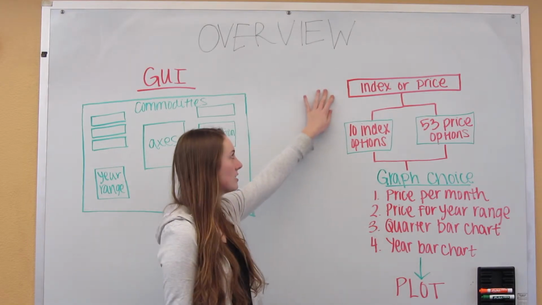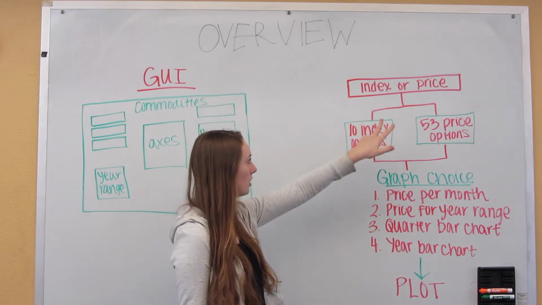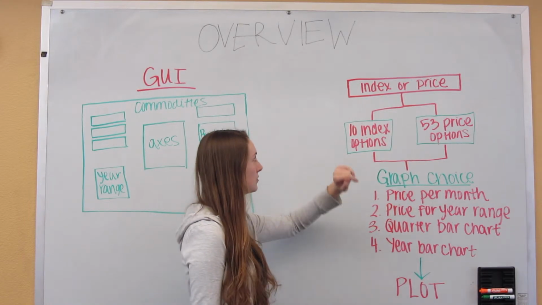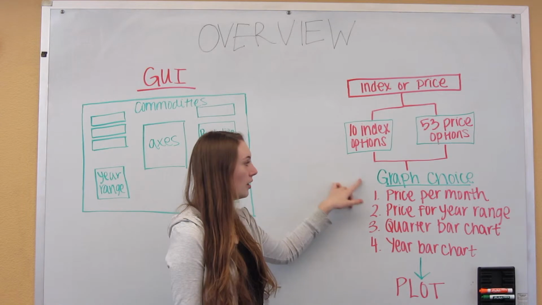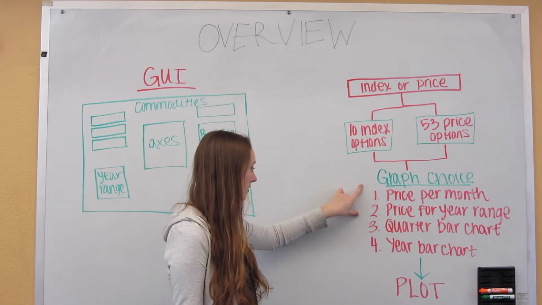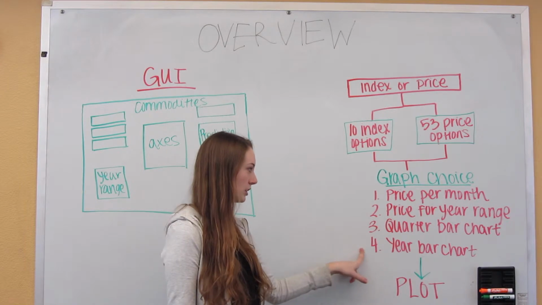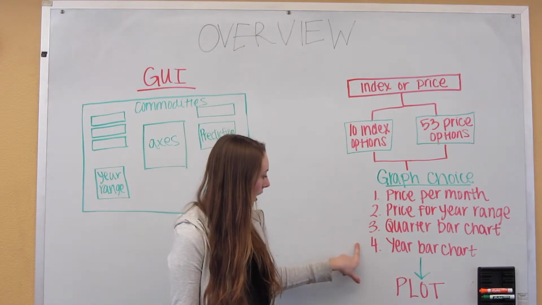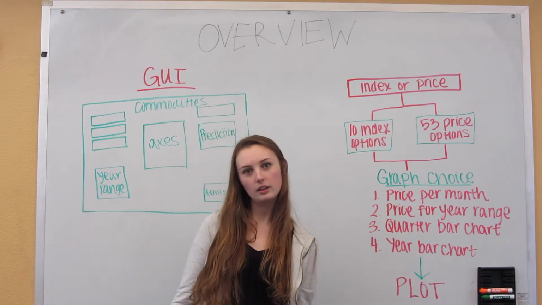So you're initially asked for an index or price. From there, you will be given the available selections for either the index or price according to what you selected. From there, you then have the option to plot 4 different graphs: price per month, price for year range, quarter bar chart, or a year bar chart, with inputs for a given year range, and then you will plot it.